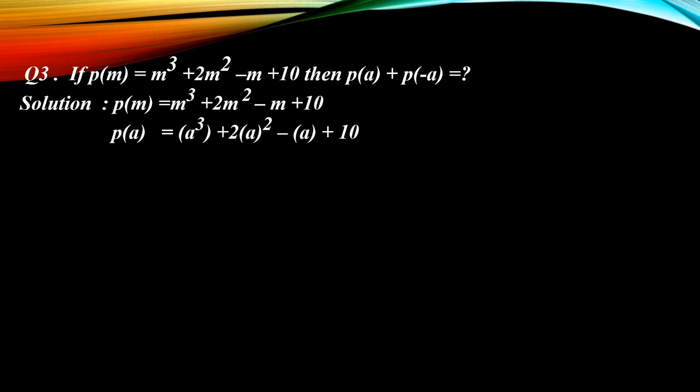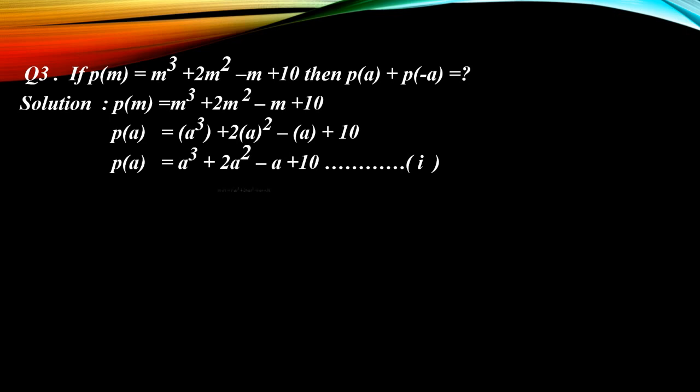If P(m) is equal to m cube plus 2m square minus m plus 10, then find P(a) plus P(minus a). Solution: P(m) is equal to m cube plus 2m square minus m plus 10. Substituting value of m as a, we get P(a) is equal to a cube plus 2a square minus a plus 10. And that is P(a) is equal to a cube plus 2a square minus a plus 10.